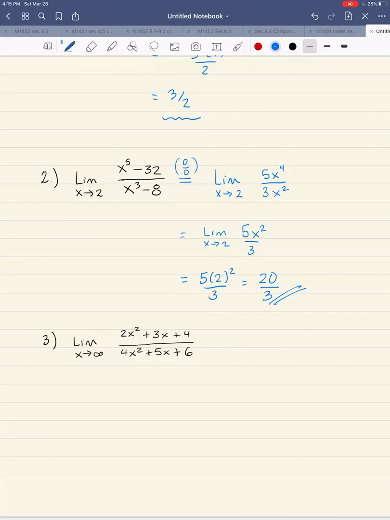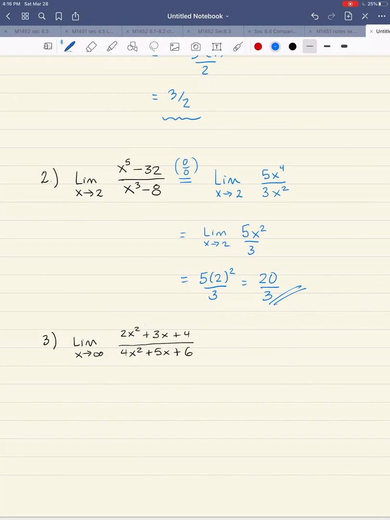L'Hopital's rule also works when we take limits to infinity. In the last section, we took this limit to infinity by recognizing the pattern that if I were to divide numerator and denominator by the highest power of x and simplify, in a case where the degree on top is equal to the degree on the bottom, then the limit to infinity should just give us the ratio of the coefficients of the highest powers of x. So we should get 2/4 out of this.